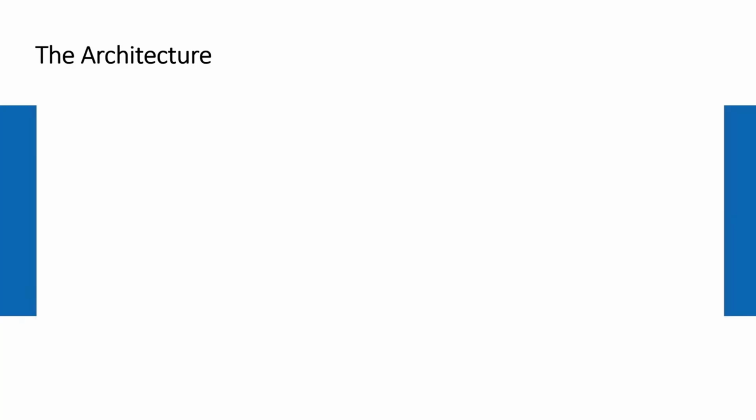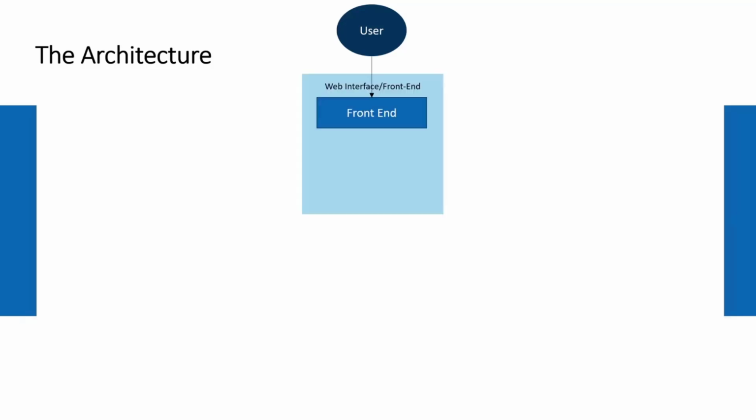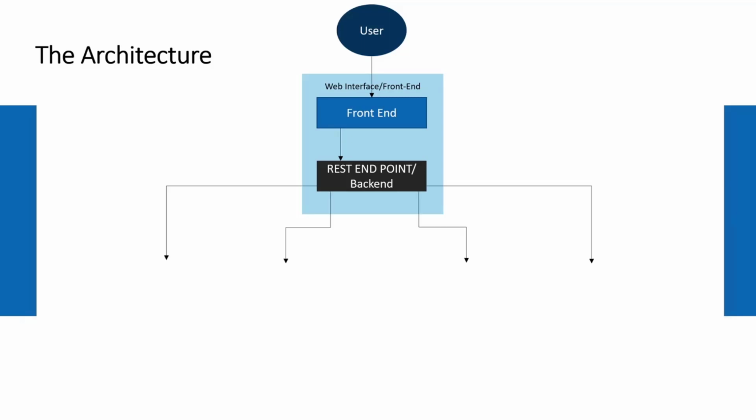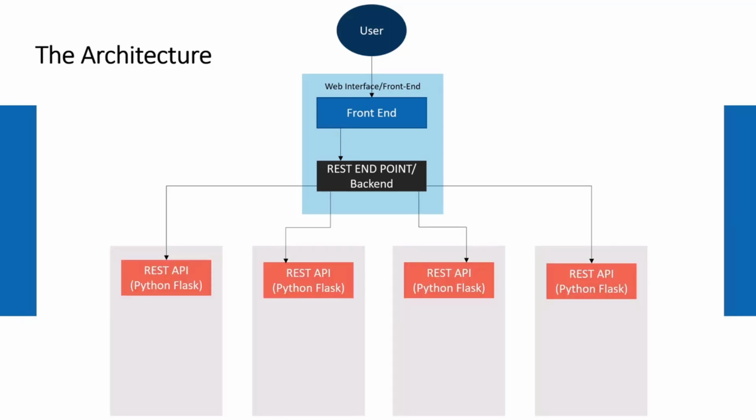First, let's dive into how this works. We start off with a user who has a JSON payload corresponding to an adaptive card. The user inputs this payload to the front end of the web interface, and this front end communicates with the backend REST endpoint and sends the user's inputted JSON to the backend. This backend is connected to a bunch of cloud-hosted REST APIs, each written in Python Flask. The REST endpoint sends the user's inputted JSON payload to each of these REST APIs via HTTP post.